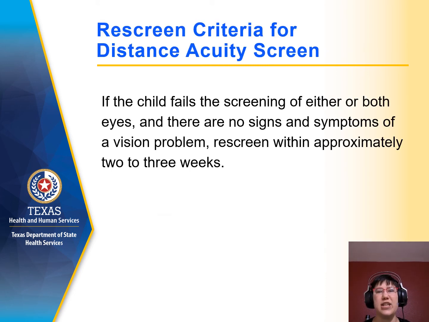So how do you rescreen, or rather, when do you rescreen? Well, if they fail the screening of either or both eyes and there are no signs or symptoms of a vision problem, you need to rescreen within approximately 2 to 3 weeks. For hearing screening, it's no sooner than 3, no more than 4. So if you're doing both, when do you do it? At the 3-week mark.